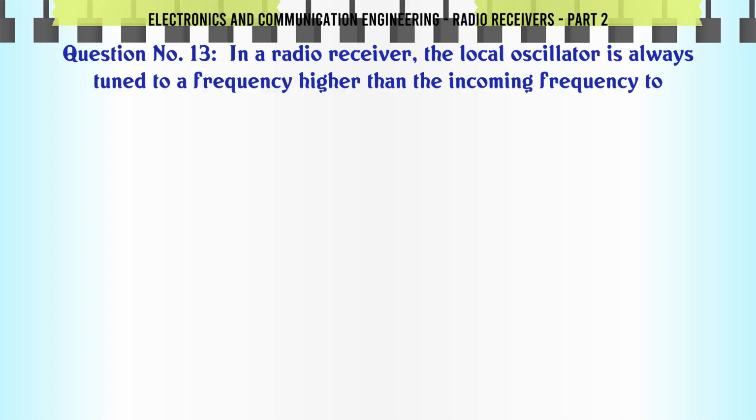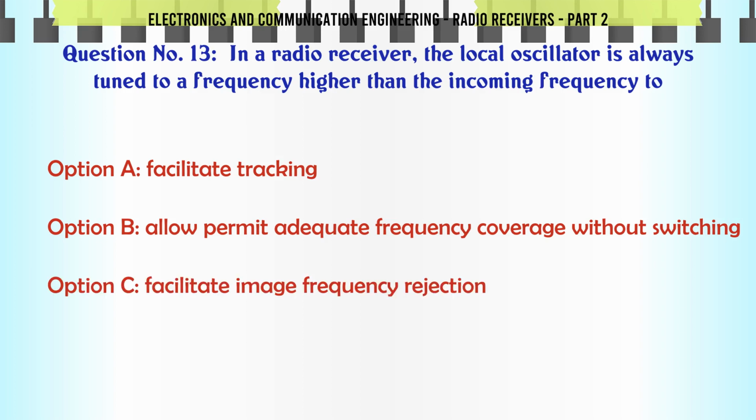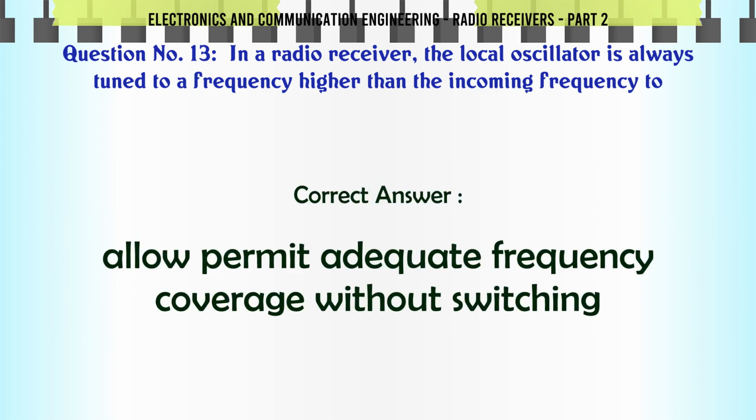In a radio receiver, the local oscillator is always tuned to a frequency higher than the incoming frequency to: A. Facilitate tracking. B. Permit adequate frequency coverage without switching. C. Facilitate image frequency rejection. D. All of the above. The correct answer is permit adequate frequency coverage without switching.